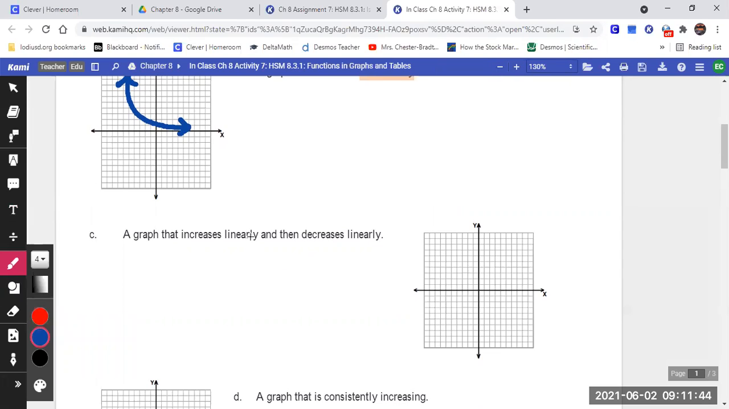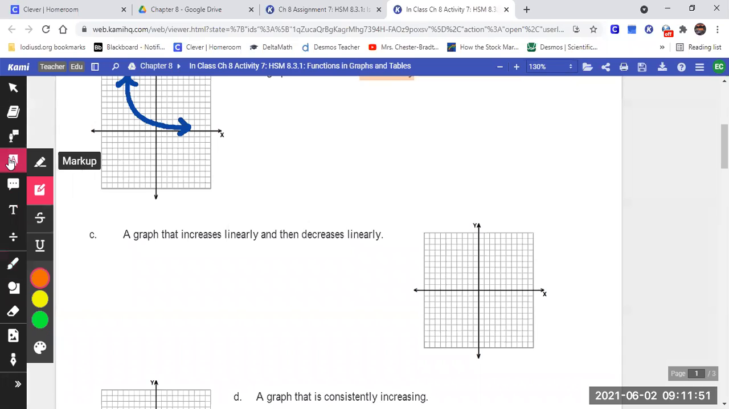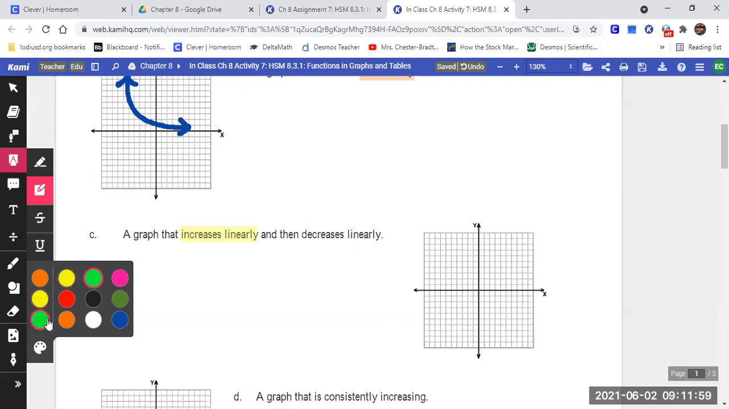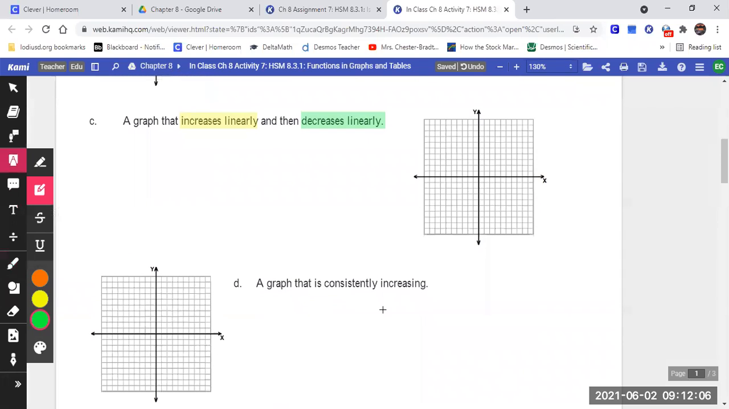This one has us doing two things. That's weird. First, it says increases linearly. Then we have to decrease linearly. So I have to go two directions, and both directions have to be straight lines. So I can use my line tool.